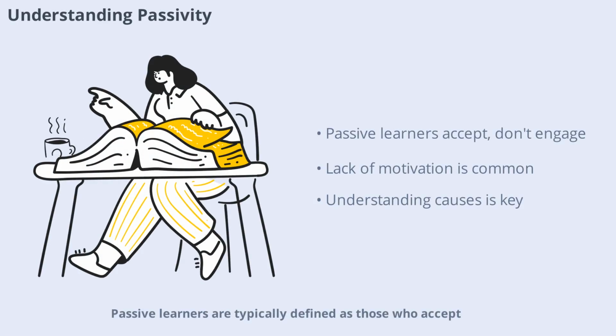Passive learners are typically defined as those who accept what happens in class without active response or resistance. They may listen and take in new knowledge, but they rarely ask questions, share ideas, or participate in discussions. This behavior can stem from a lack of motivation, confidence, or simply not finding the material engaging. Recognizing the root causes of passivity is the first step toward addressing it. Teachers must understand that these students need more than just information. They need inspiration and encouragement to become active learners.